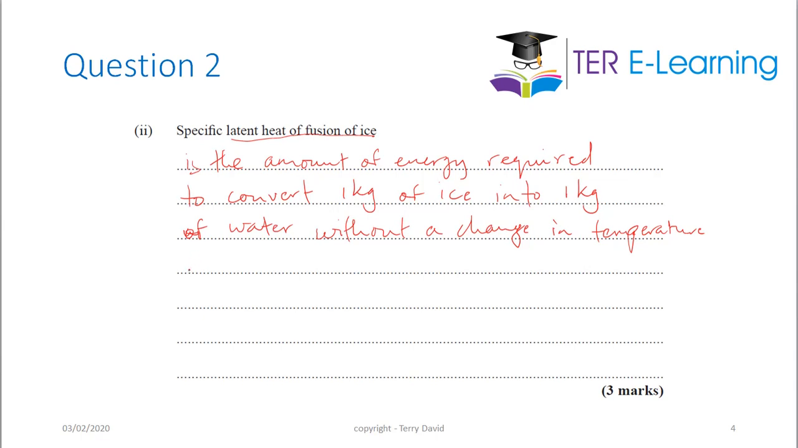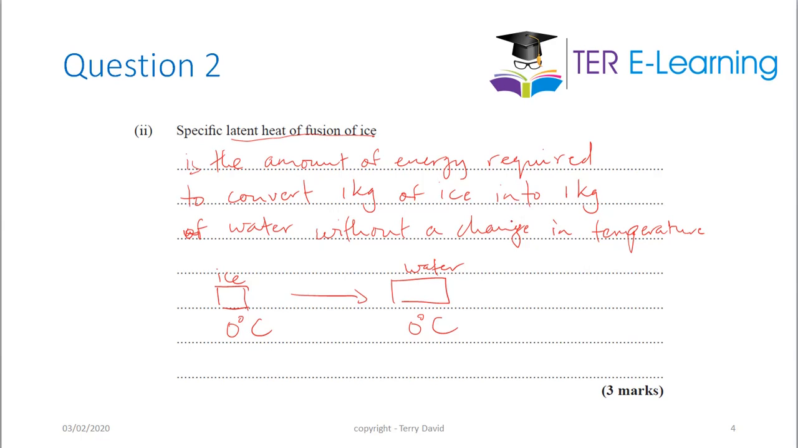Now they ask you for the specific latent heat of fusion of ice, so we're talking about taking ice at 0 degrees Celsius and converting this ice into water at 0 degrees Celsius, right? That's why we say without a change in temperature.